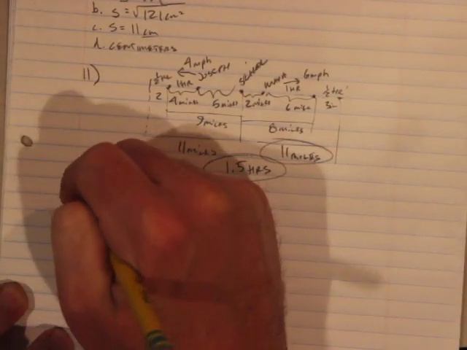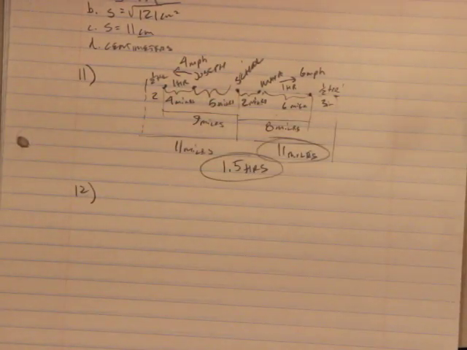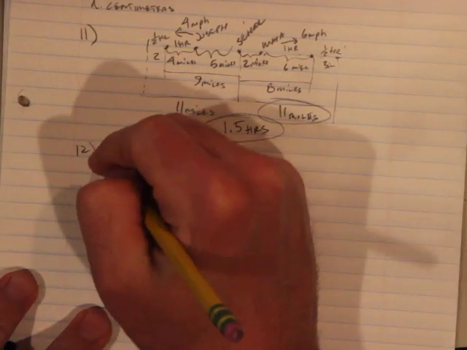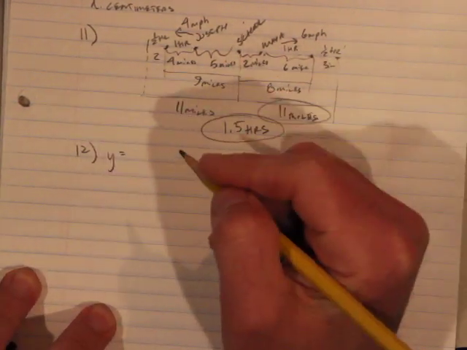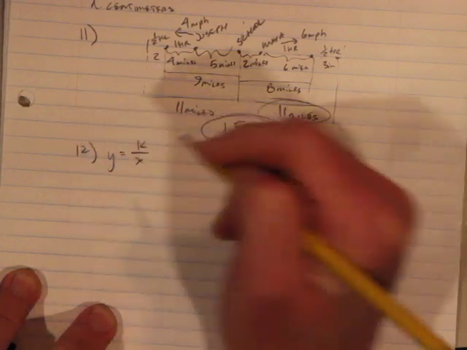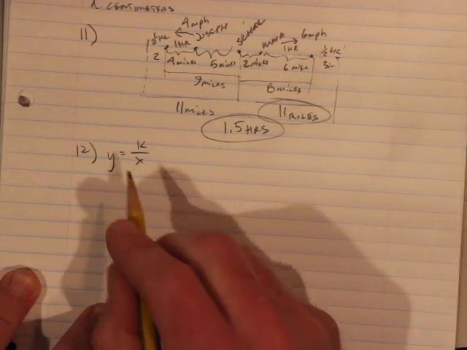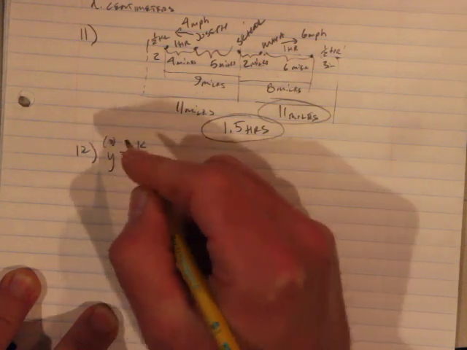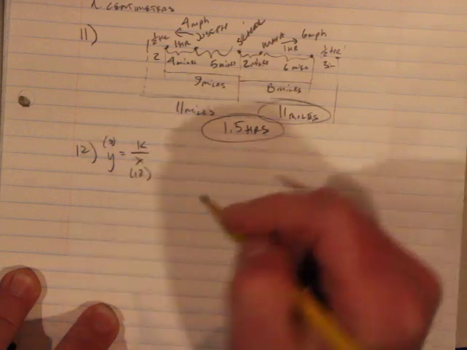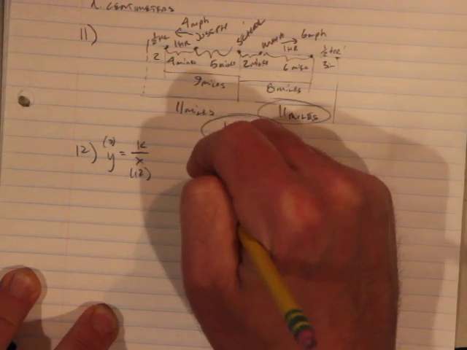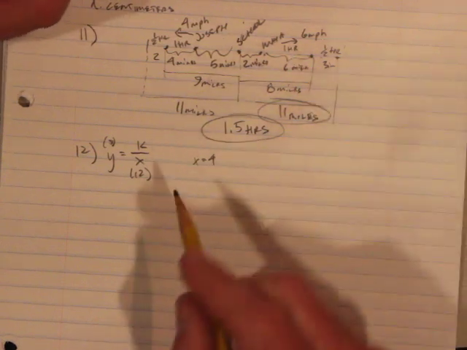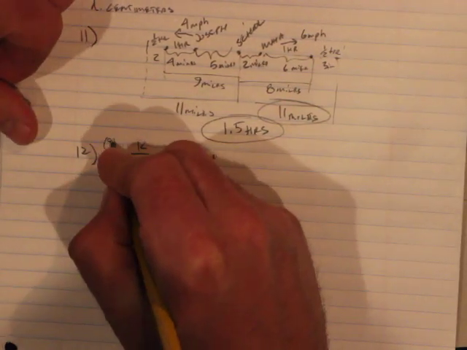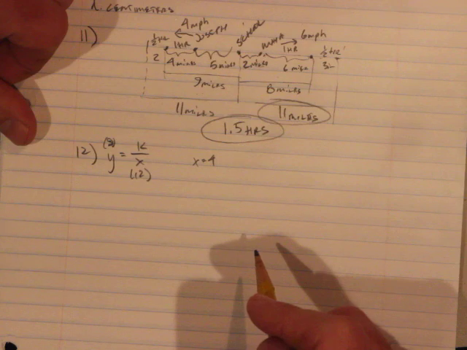Number 12. Multiple choice. If y varies inversely as x and y equals 9, x equals 12, what is y when x equals 4? So remember the inverse is when x is on the bottom, k is on the top. And I have y is 9 and x is 12. Then I want to know what y is when x is 4. So I have to find my k value, and then I can figure this whole thing out.